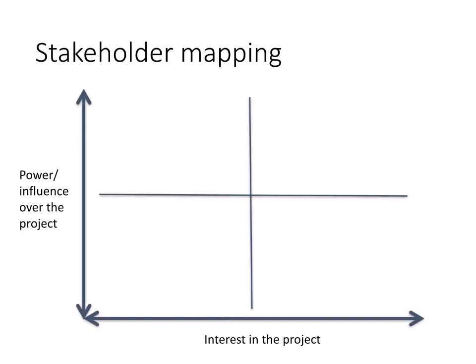For those who are very interested and have a large amount of power or influence, you will need to manage them closely. But do you know what this might mean for your stakeholders? This group could include research staff on your project or your collaboration partners themselves. What will help you to manage them? You'll need to think carefully about what these stakeholders need and how you can effectively communicate with them and involve them in the project fully.